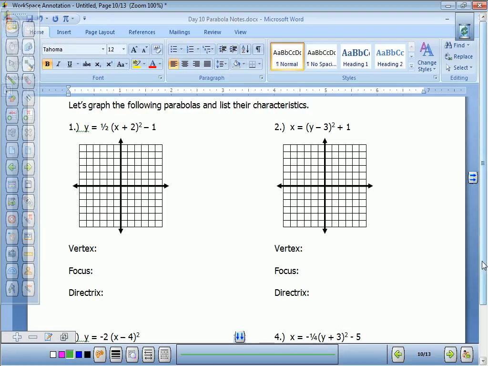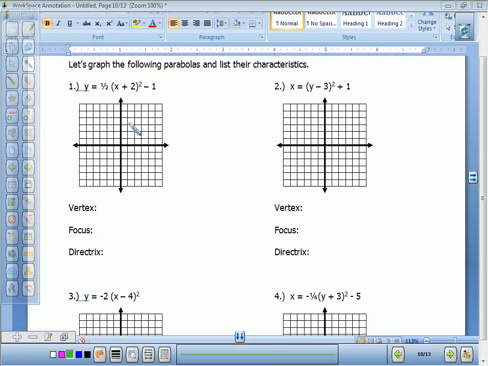Okay, so we're going to start with one that's just like what we used to do. It's a y equals, and the first thing, this is your thought process. It's best to visualize it. Is this one going to open up or down, left or right? How do you know? It's going to open up. It is y equals and A is positive, so it's going to open up.